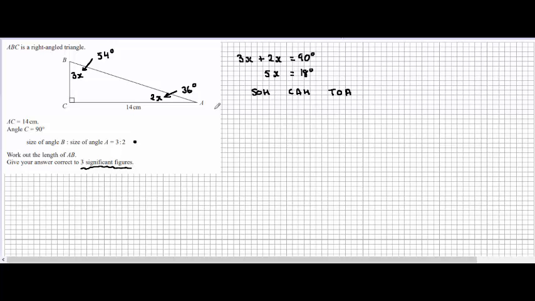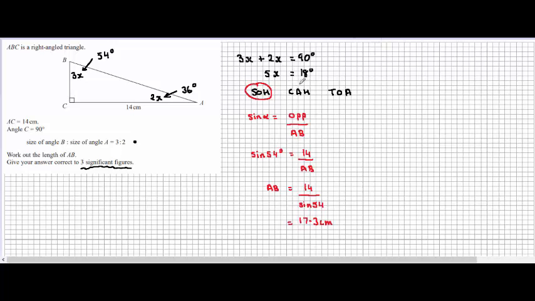Right, let's do it by SOHCAHTOA first of all. So we're doing this one first. So the sine of the angle is equal to the opposite over the hypotenuse, and the hypotenuse is AB. So the sine of 54 degrees has got to equal 14 over AB. And so if I just interchange AB and sine 54, I'll get 14 over sine 54, and when you work that out you'll get a value of 17.3 centimeters to 3 sig figs.